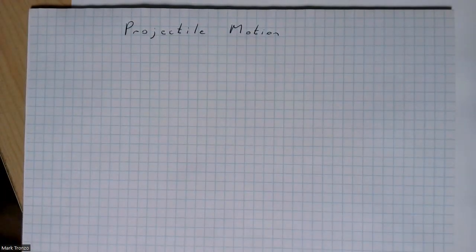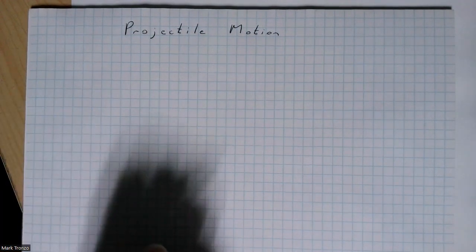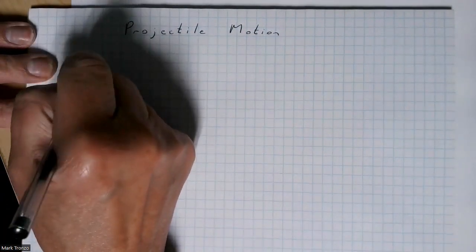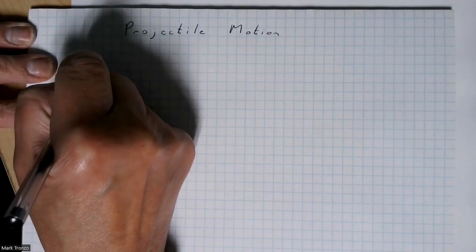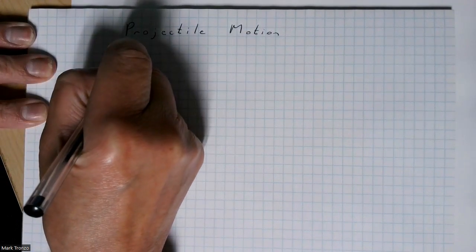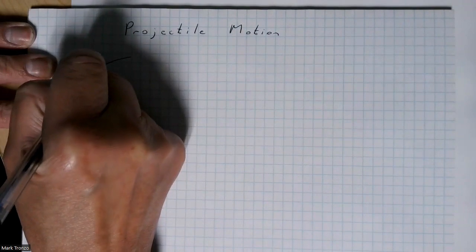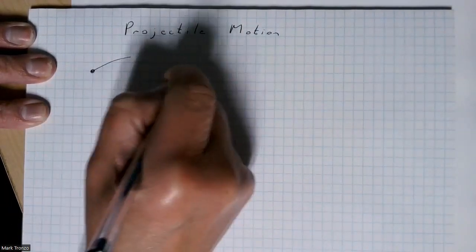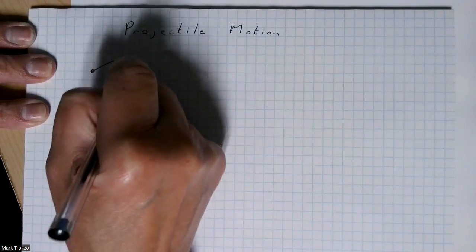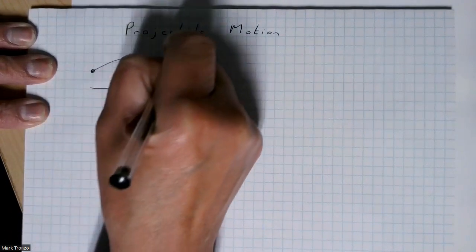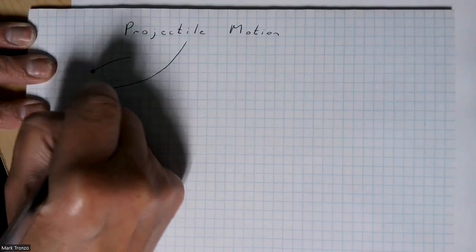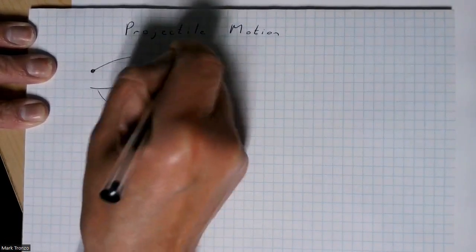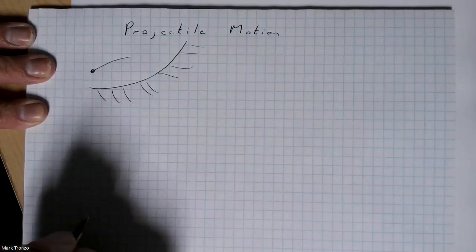In this video, we're going to look at projectile motion, and that could be anything such as somebody throwing a ball. Maybe it's a ball going in the air, and the ball could be hitting the ground, or it could maybe hit a mountain or a hillside.